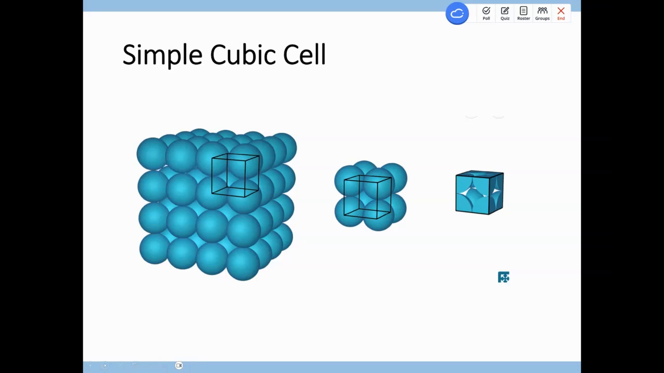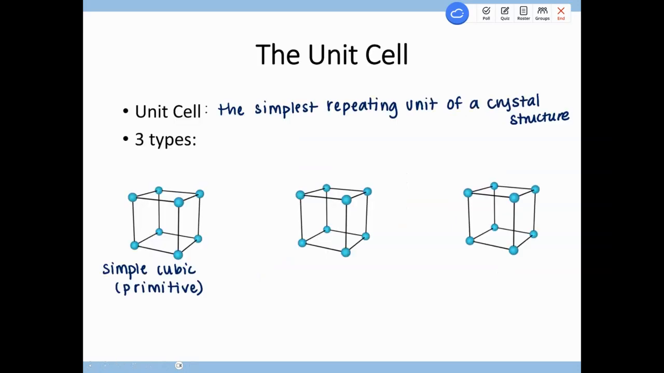In one cube, at each corner, we have 1/8 of an atom. The rest of the atom is part of the cubic cell to the right, the cubic cell below, the cubic cell in front, the cubic cell in front and to the right, the cubic cell in front and to the left for this bottom right corner. So at each corner in a simple cubic cell, there's 1/8 of an atom. So in one simple cubic cell, there are 8 corners, and each corner has 1/8 of an atom. So if you add all of that together, we have 1 atom total per unit cell.